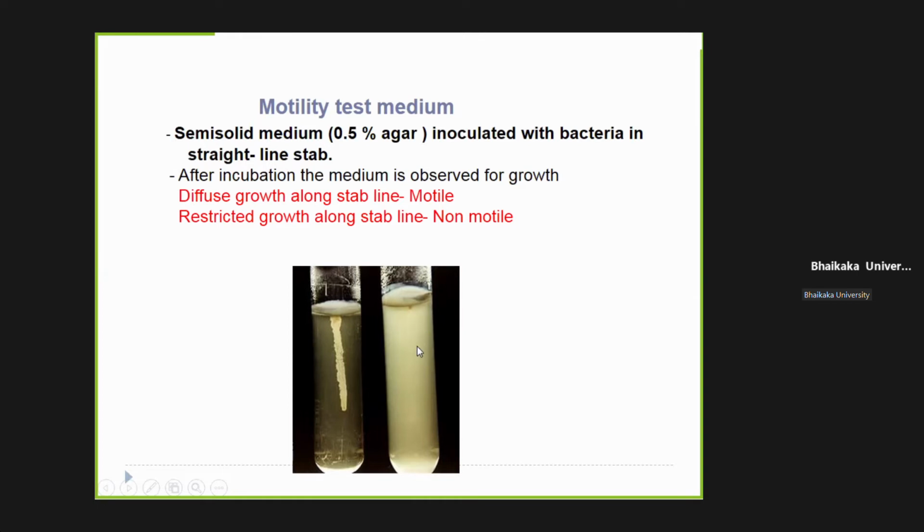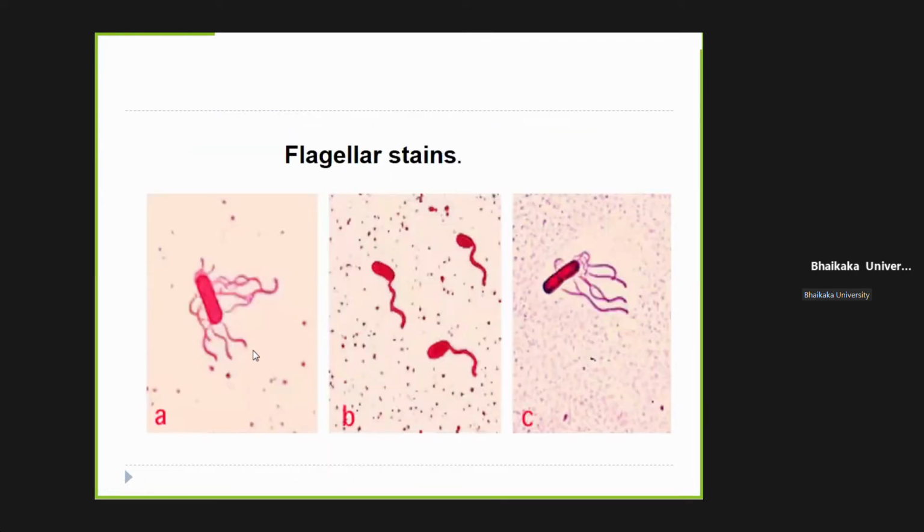Whenever there is diffuse growth around the stab line, we can say that the sample possesses bacteria which are motile. Here is a picture in which the sample is stained with flagellar stains, and you can appreciate the flagella of the bacterium.